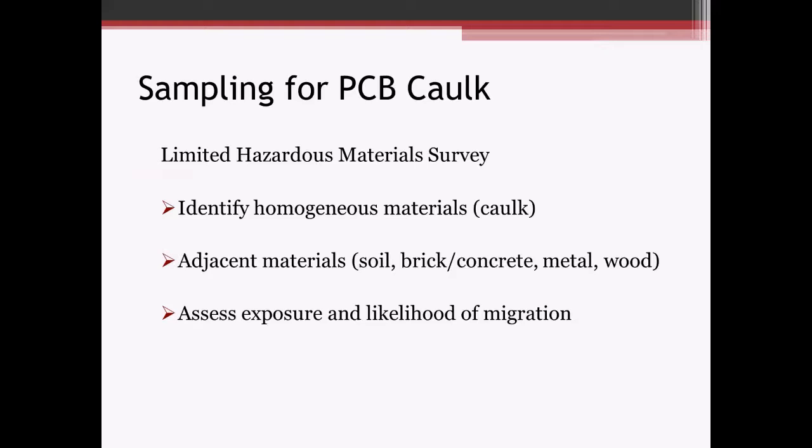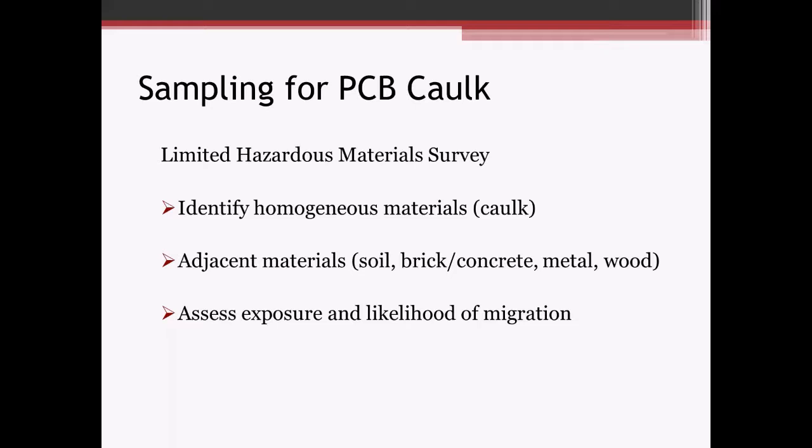So when you get into the sampling for PCB caulk, whether it's part of a limited hazardous materials survey or directed sampling on that caulk, first off, similar to anything else, you want to have homogeneous materials. Now, I mentioned earlier that these are relatively non-homogeneous with the mixing of the materials, but chances are, if they did that process, you're going to have PCB in the caulk material very much likely above that 50 part per million threshold. You might get a sample that's 100, you might get a sample that's 1,000, on the same material, but really it's the same material.